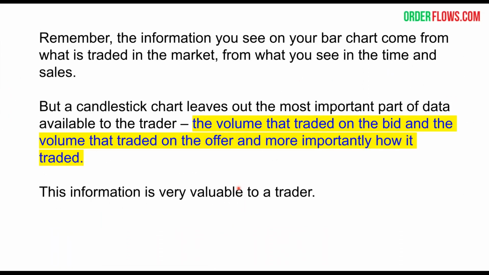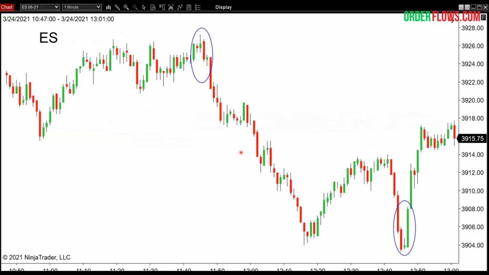So remember, the information you see on your bar chart comes from what's traded in the market, from what you see in the time and sales. But a candlestick chart leaves out the most important part of that data, which is the volume that's traded on the bid, the volume that's traded on the offer, but more importantly, how it traded. Was it aggressive? Was it just your normal order flow? Markets exist to facilitate trade. Markets exist for people to transfer risk from one party to another.